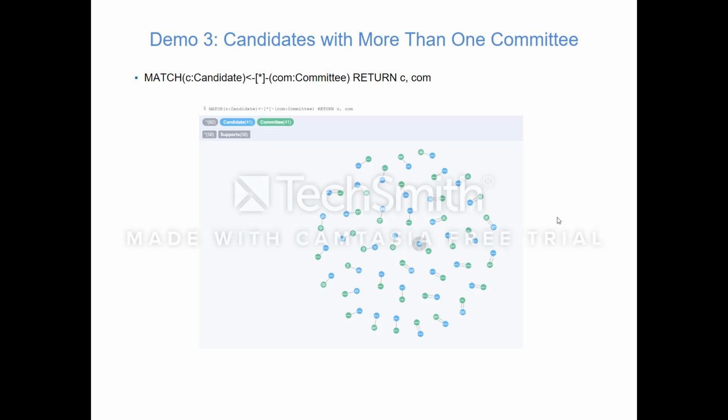Another way to look at this then is how many candidates might have more than one committee. So you can see the Cypher code here to select the candidates and the committees that they're connected to, and then we can see the general layout of them, and it doesn't really look like there are any candidates with more than one committee, although in this database I have seen in other trial runs that there were some with multiple committees.